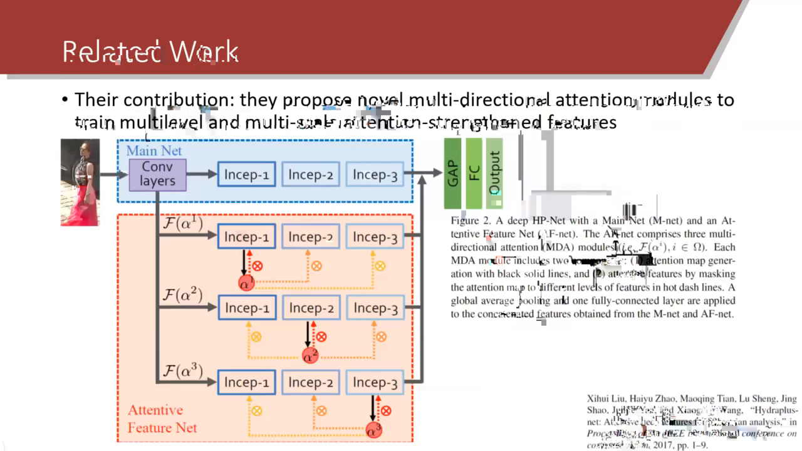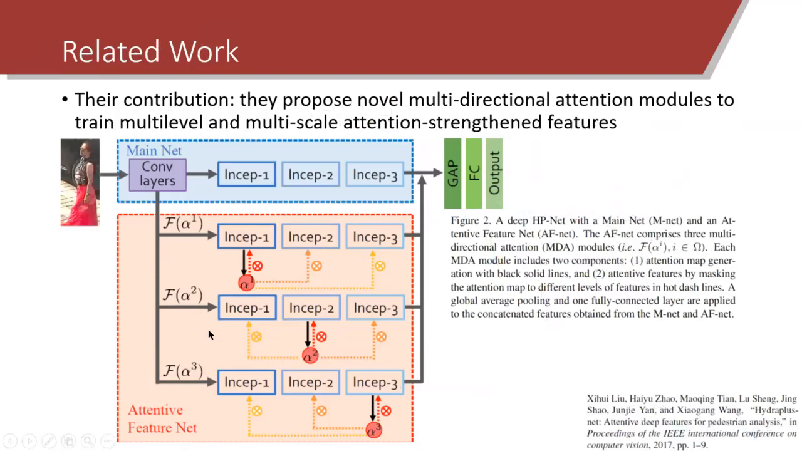So another work by authors Liu, Zhao, Tian. They propose novel multi-directional attention modules to train multi-level and multi-scale attention strengthened features. So you have two parts of the network. You have the convolutional layers using the inception modules, and then you have the attention feature nets, using the attention network. Okay, and the features are fused at the end for classification.